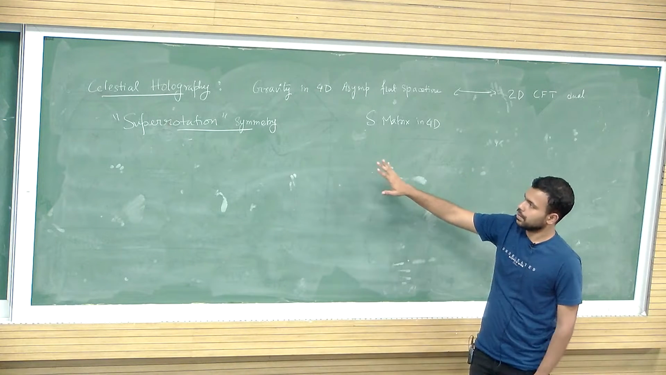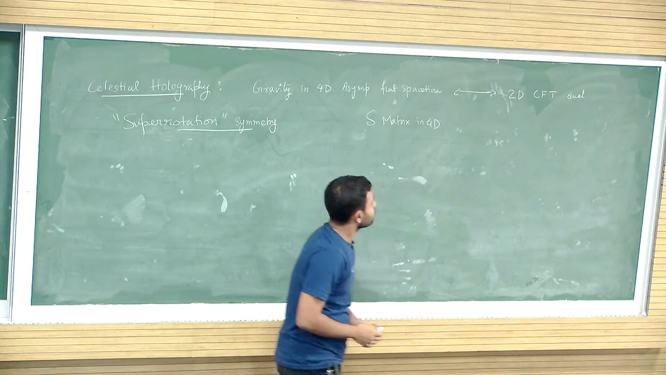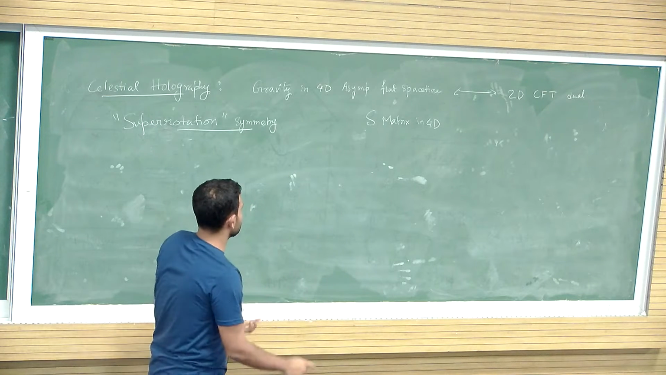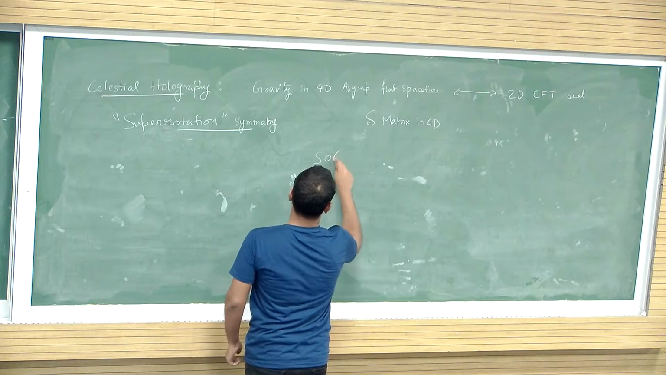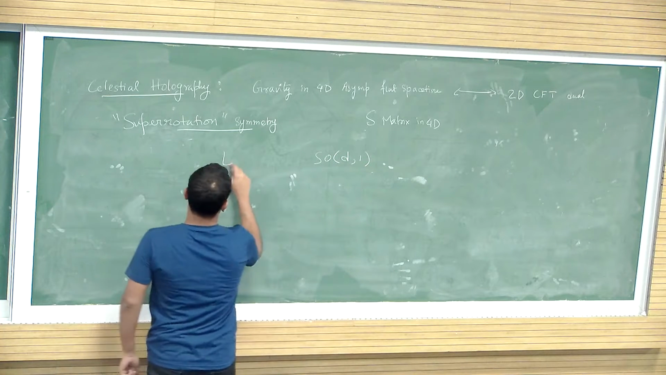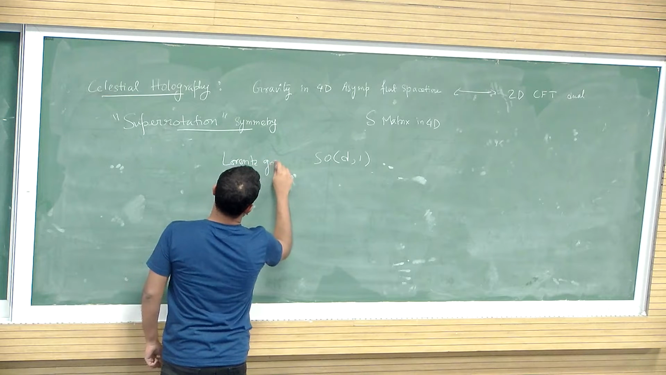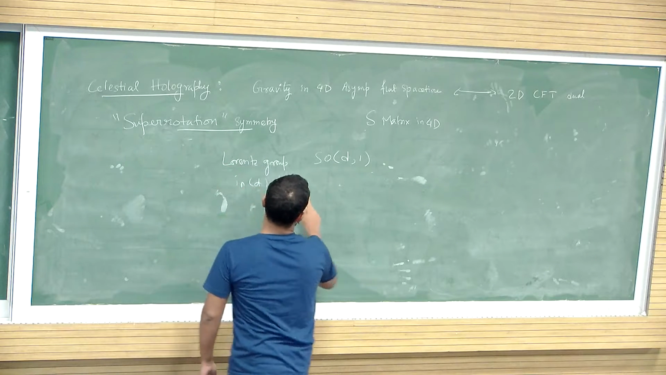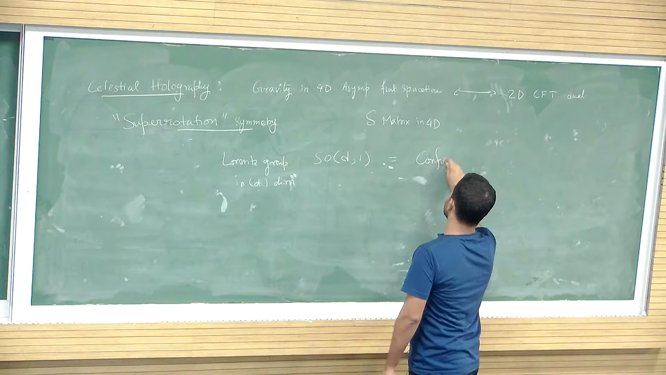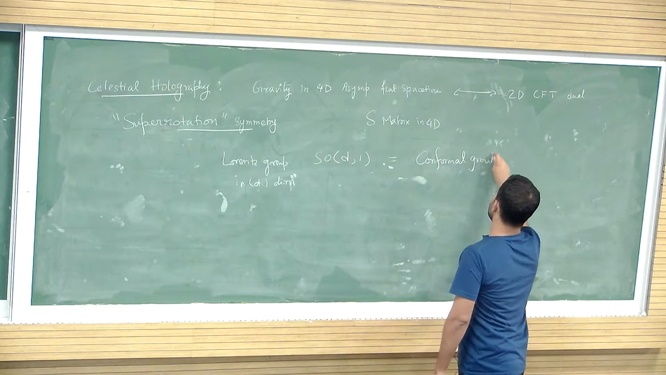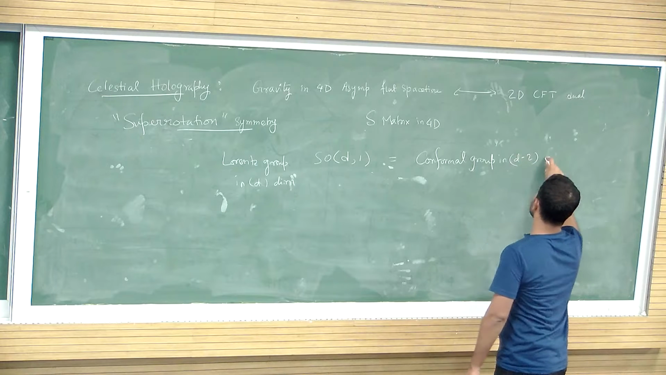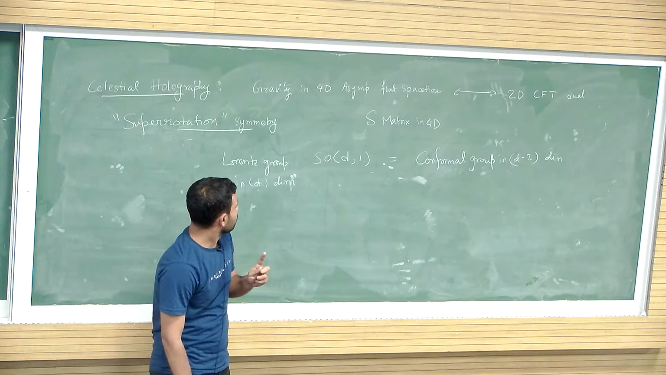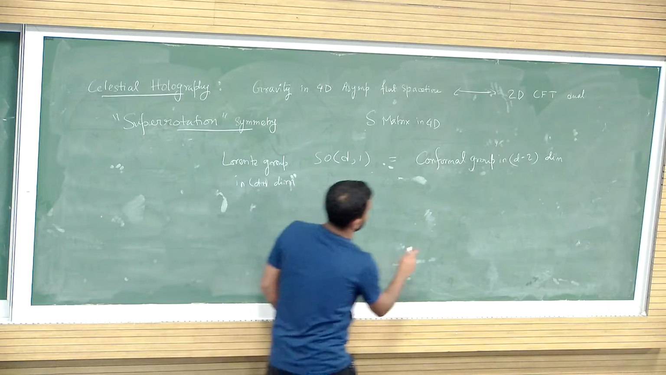Also, this will hold for D dimensions. That relation comes from the basic fact that the Lorentz group in D dimensions, which is SO(D,1), is also the same as the conformal group in D minus 2 dimensions. That is, D plus one dimensions and D minus one dimensions.